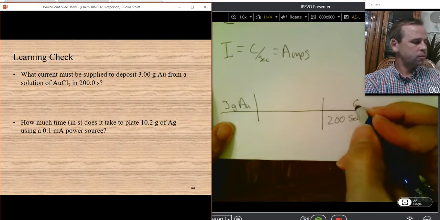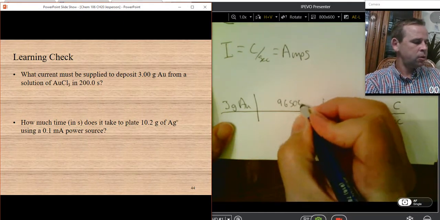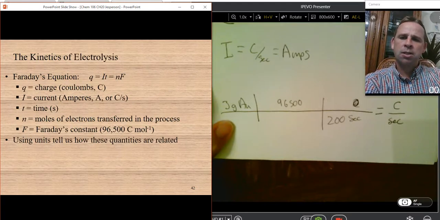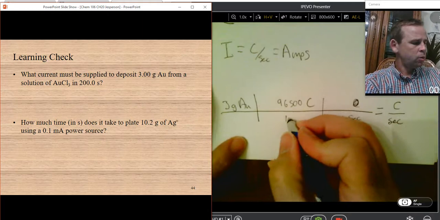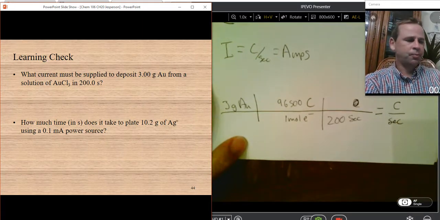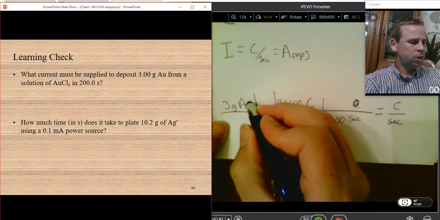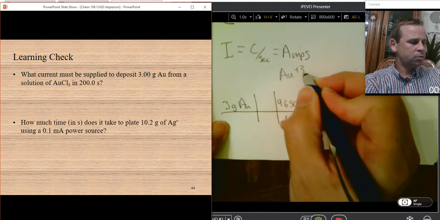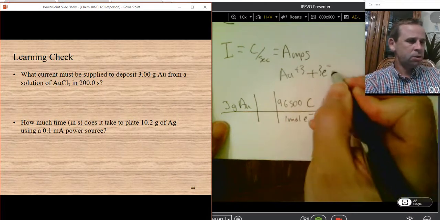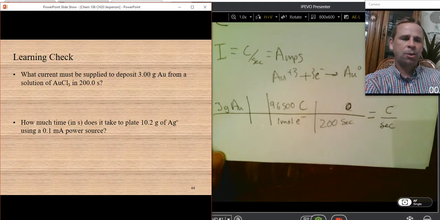How many coulombs? Well, we know that there are 96,500, that's Faraday's constant, 96,500 coulombs for every mole of electrons. All right, so there's 96,500 coulombs for every 1 mole of electrons. And now we want 3 grams of gold, but that is going to come in the form of Au plus 3, getting 3 electrons and forming Au solid. That's what we're asking to happen.